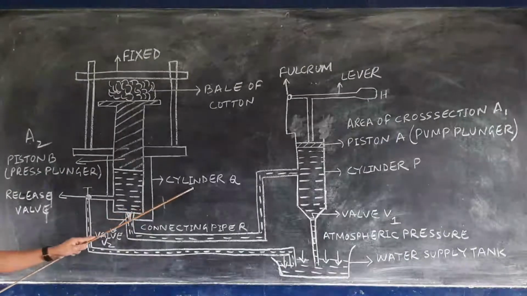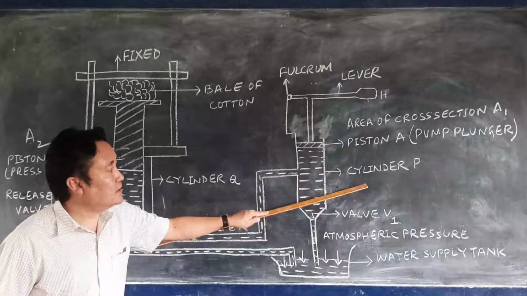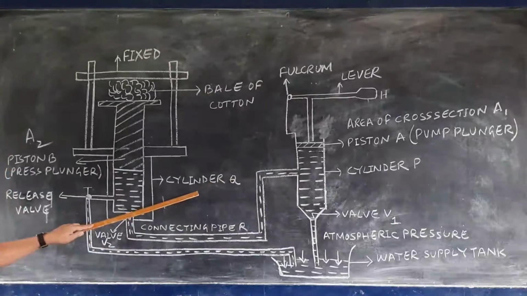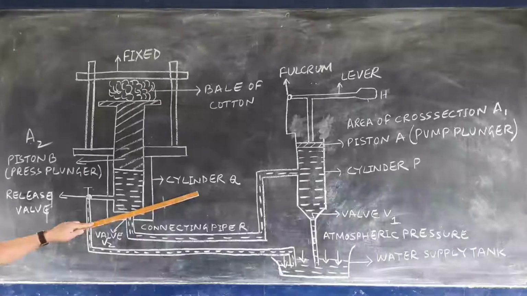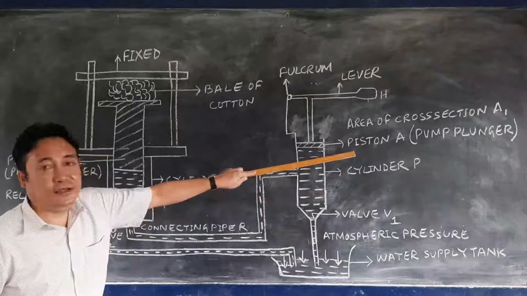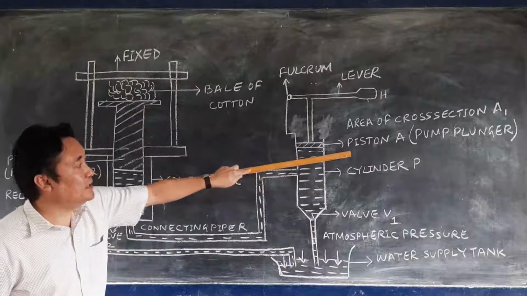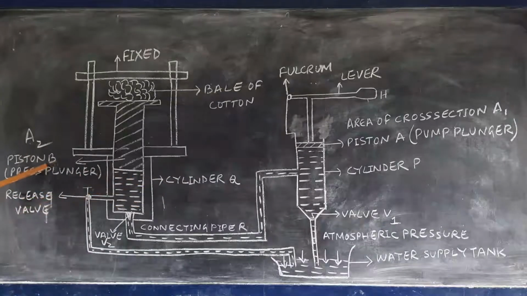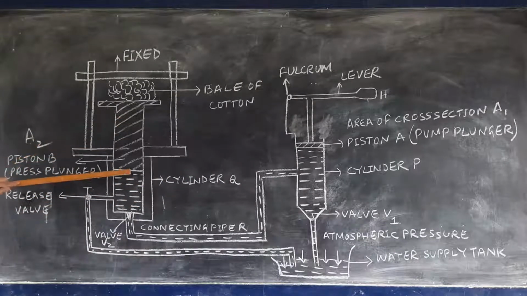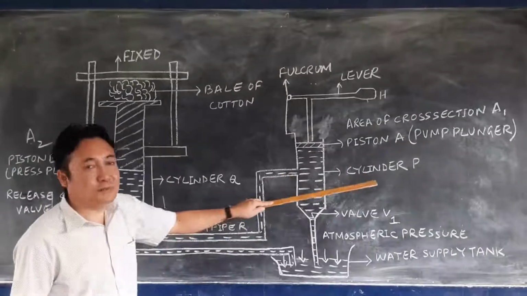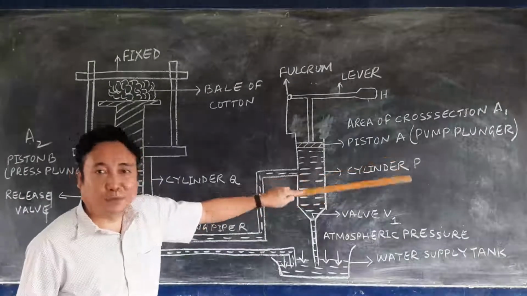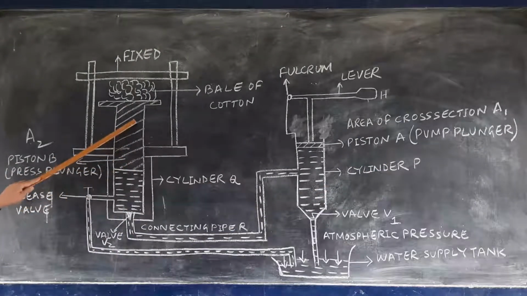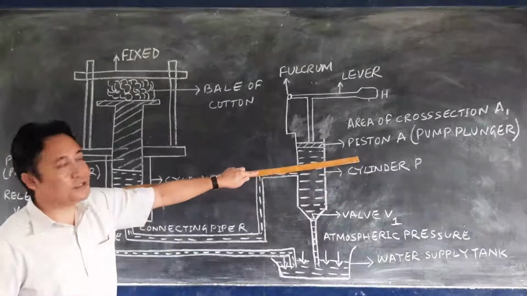Cylinder P has a small cross-sectional area and cylinder Q has a larger cross-sectional area. These two cylinders are fitted with pistons: cylinder P has piston A and cylinder Q has piston B. The cross-sectional area of piston A is smaller than that of piston B.